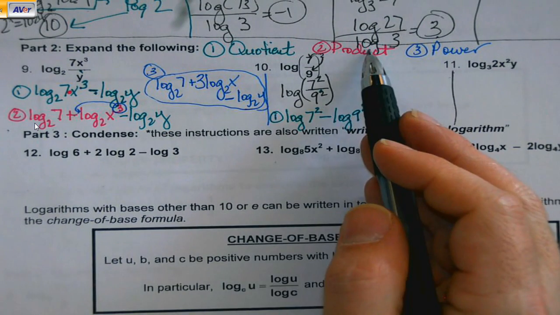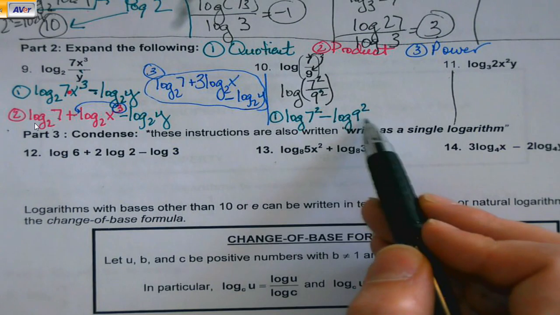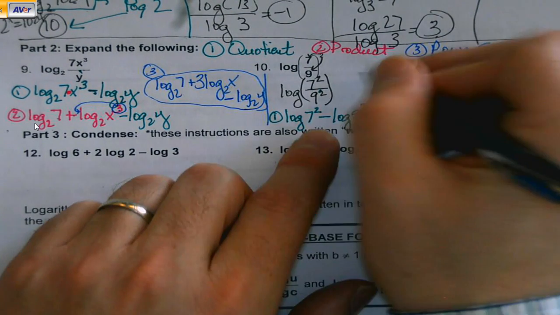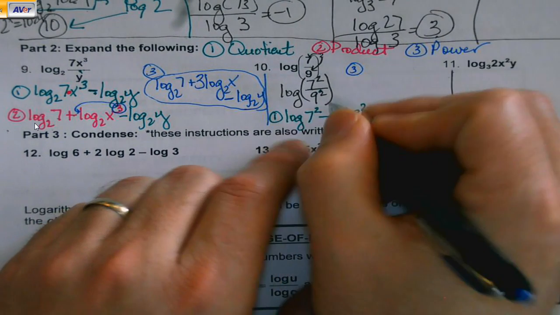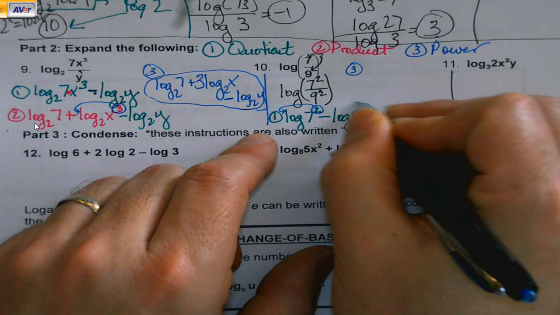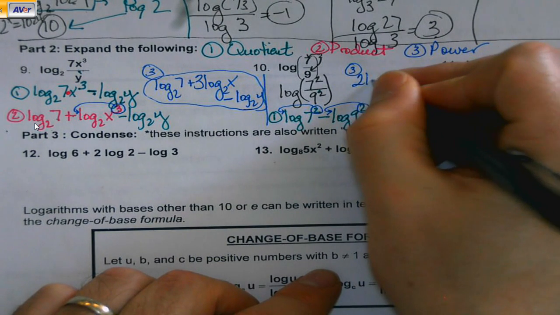Do I have any products? I do not. I don't have like log 7x or 9x or something like I did back here in the first one. So we don't have a step 2. So I'm going straight to step 3 because I see I have exponents on both terms that got to come back to the front and become coefficients.